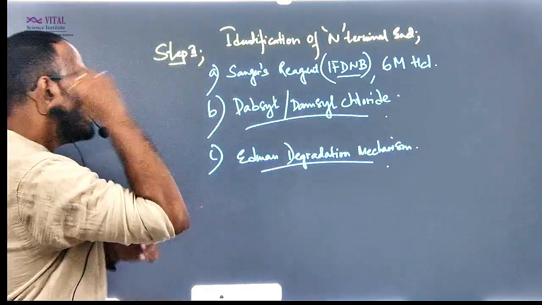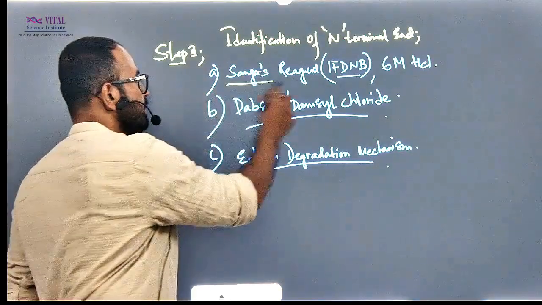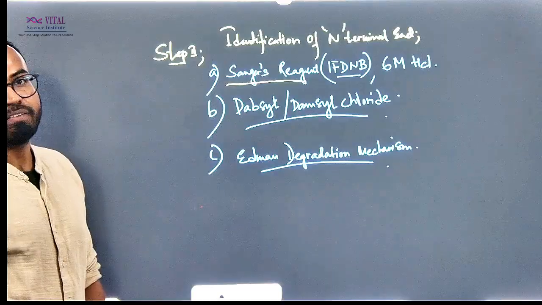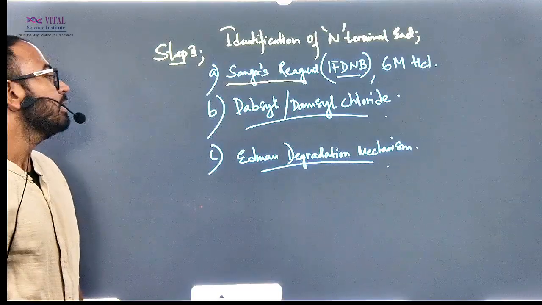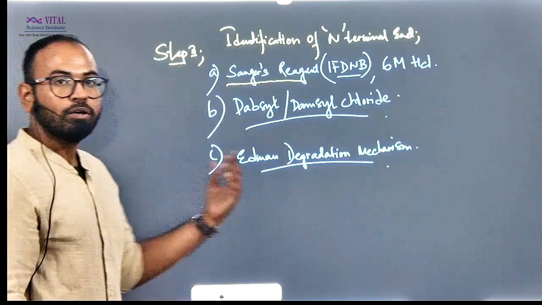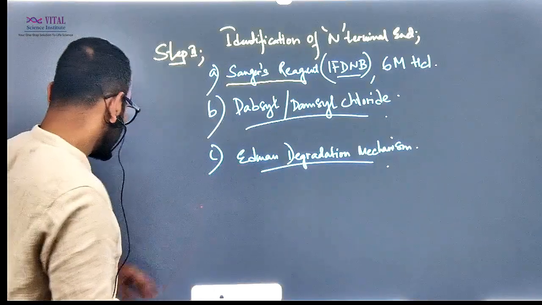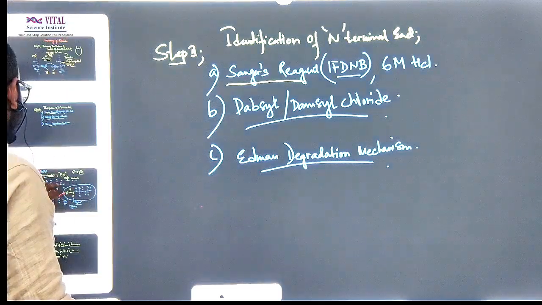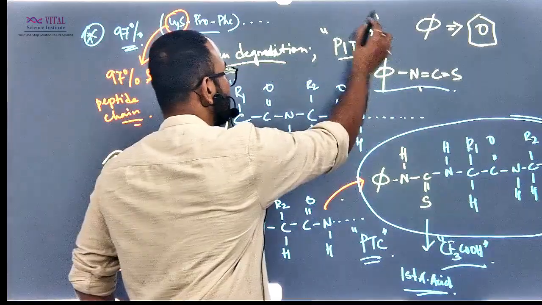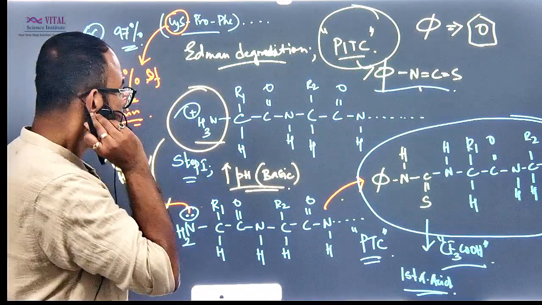Second, coming to amino terminal end determination, that can be initiated by using Sanger's reagent. Sanger's reagent is 1-fluoro-2,4-dinitrobenzene, with the application of 6 molar HCl. Dansyl chloride is also there in order to determine the amino terminal end. And lastly, Edman degradation, which is the most applied method. In Edman degradation, the reagent is PITC, phenyl isothiocyanate. This is the structure of phenyl isothiocyanate.